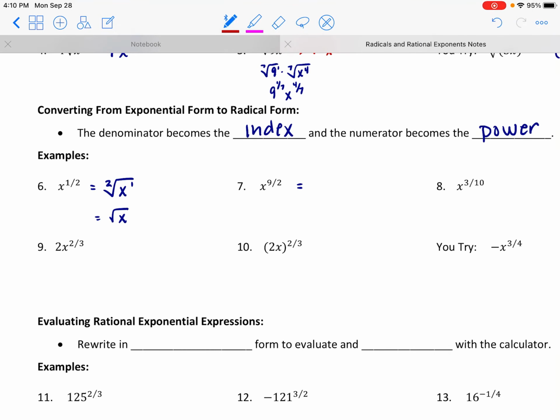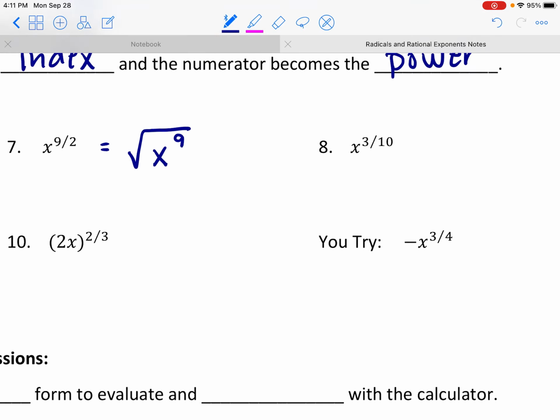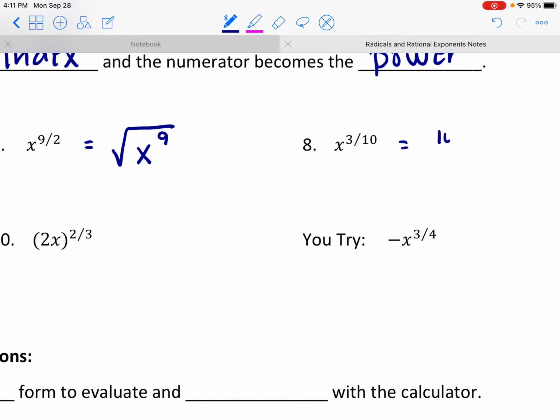Okay? Alright, how about this guy? We have x to the 9/2. That is, again, a square root of x to the 9th. And then this would be a 10th root of x to the 3rd. Make sure you're writing the index smaller and tucked into the radical. We don't want this because it looks like 10 times a square root. We want a 10th root.